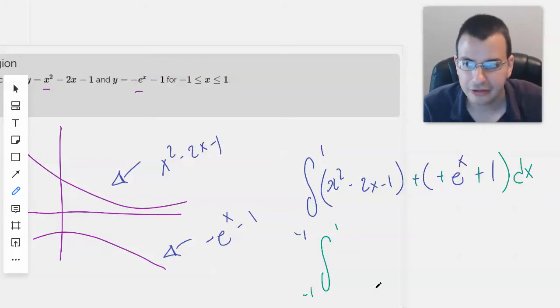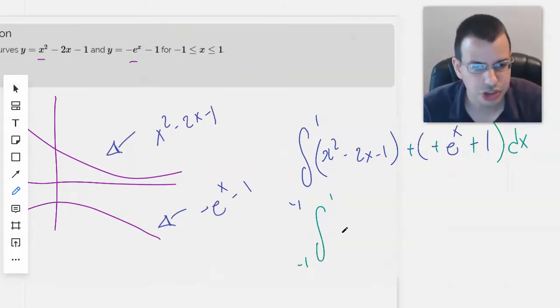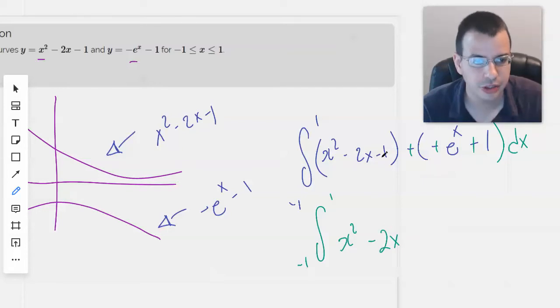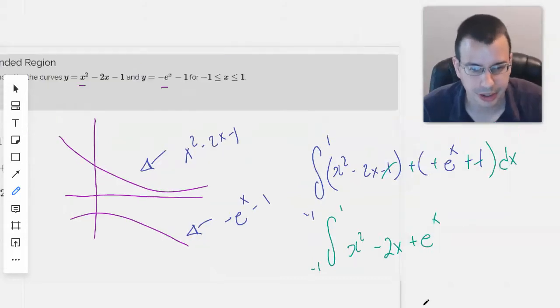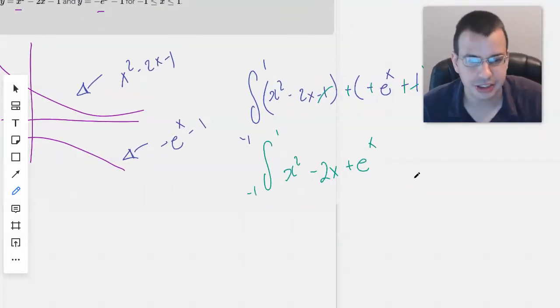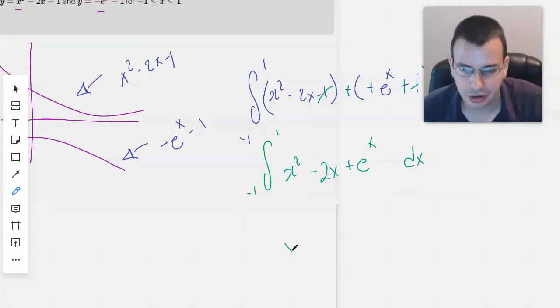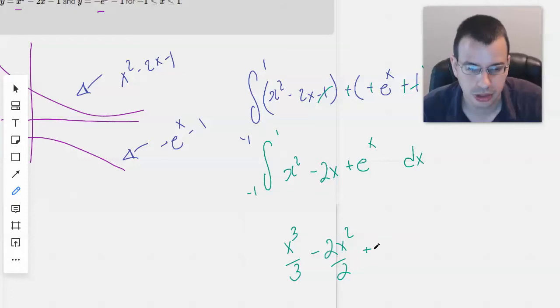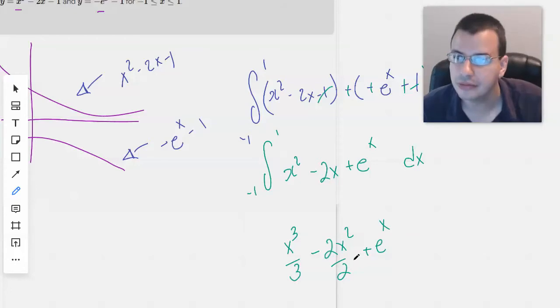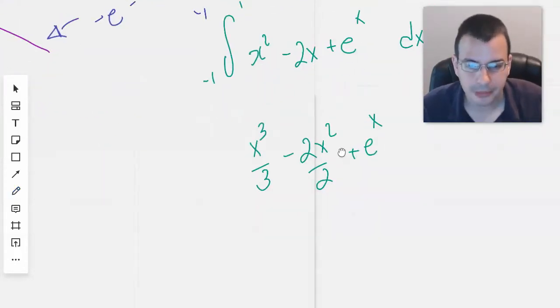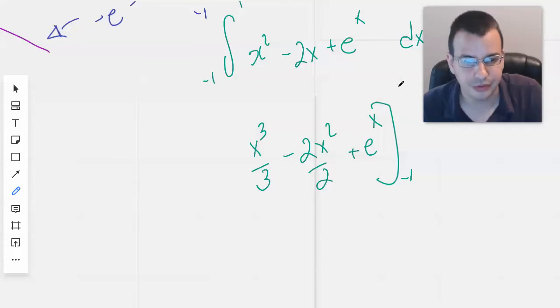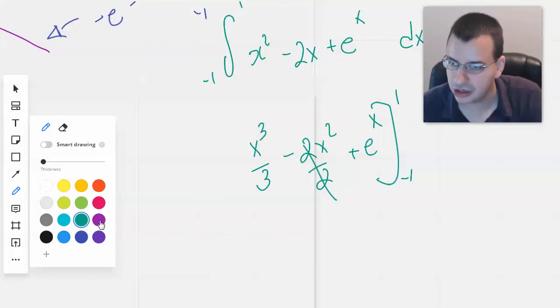So then we have, okay, so this looks like it's going to be pretty much just the power rule. So we'll have x squared minus 2x. The negative 1 and the plus 1 will cancel, and we'll have plus e to the x. Not too bad, not too bad. And then dx. Taking the integral of all this, we'll get x cubed over 3 minus 2x squared over 2 plus e to the x. Yep. And this will be evaluated from negative 1 to 1. The 2's will cancel out. Now we can actually solve it.